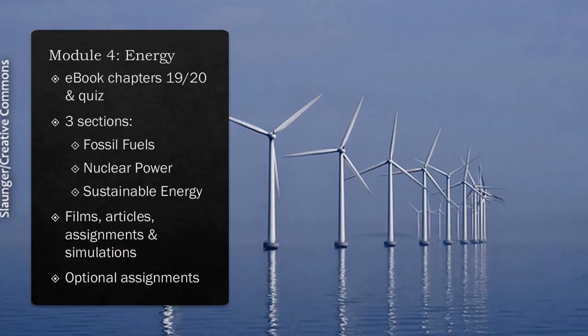The energy module, that is a really big module. There's a lot of information in this one. So this one covers 2 book chapters, and I've divided this module into 3 sections. There's a section on fossil fuels, there's a section on nuclear power, and a section on sustainable energy. So each of these sections have readings and assignments, so there's a lot to do in the energy module. So make sure you take some time and set it aside for that particular module.